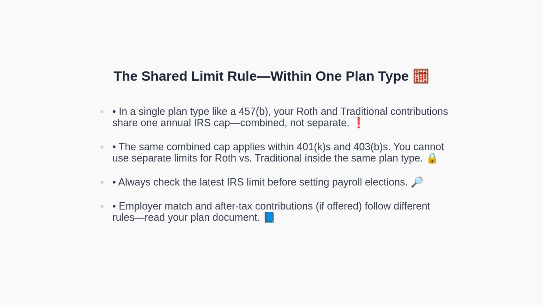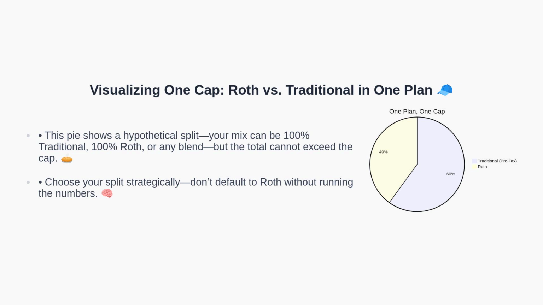Also note that employer matching contributions and any after-tax features, if available, are governed by additional rules that are described in your plan documents. This pie chart is a conceptual visualization. It illustrates that within one plan type, the mix between traditional and Roth is flexible, but the aggregate must stay within the annual IRS cap. You could choose 100% traditional, 100% Roth, or any combination. The important point is that you do not have separate caps inside the same plan type.